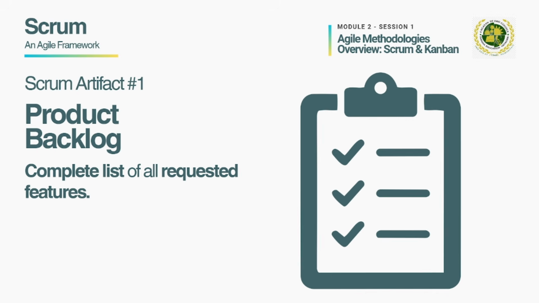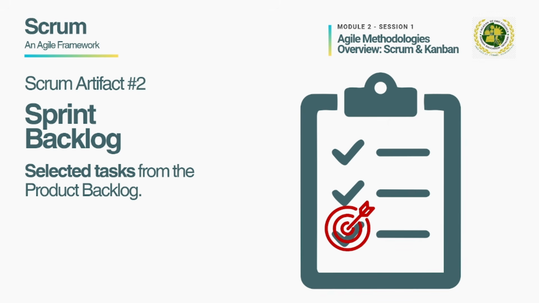We have Scrum artifact number 1, which is the product backlog. This asks the question of what should be built. It is the complete list of all requested features, like the login, attendance, reports, and so on. These are just the list of features that are going to be added within that sprint.